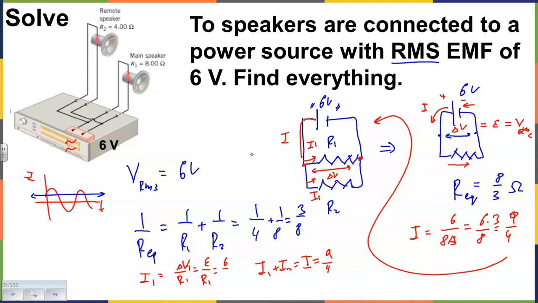What do we know about the voltage across each resistor? Same. So I1 is supposed to be equal to delta V1 over R1, but delta V1 is just the EMF. So 6 over 8. I2, we can calculate I2 by subtracting or by applying Ohm's law. 6 over 4.